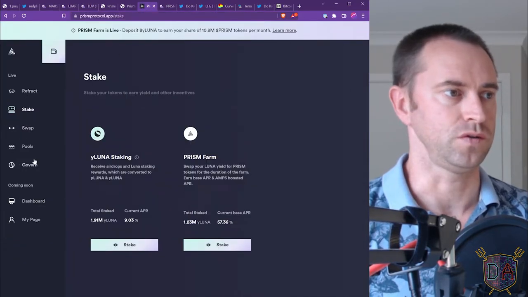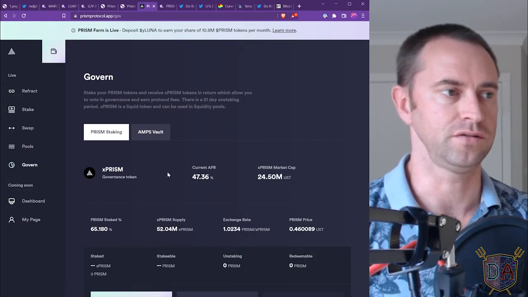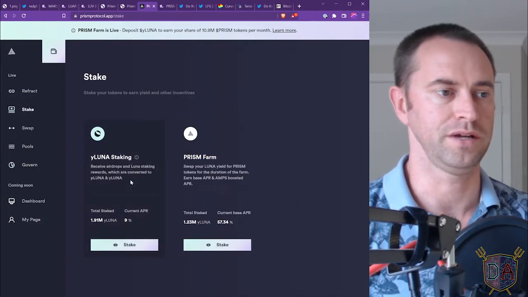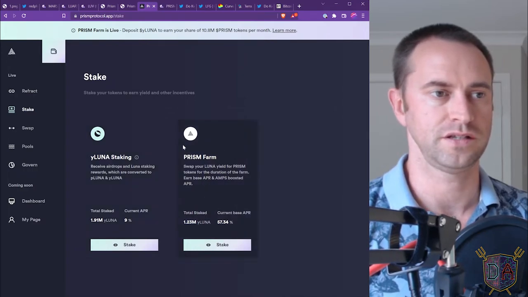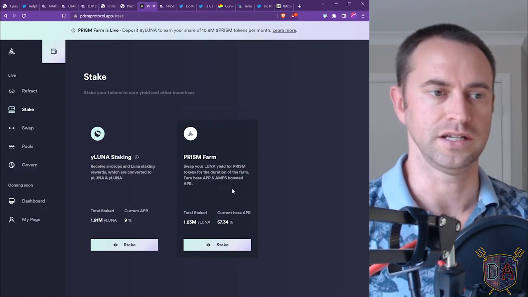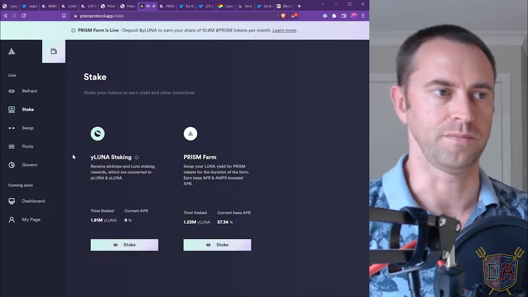If you come into Govern, I think it is, that's where you can stake your Prism for X Prism. That's the current yield. And then stake. You could stake in here, but I wouldn't recommend that now. This is live, the Prism farm. So this lasts 1 year, and I think it's 13% of the total supply, something like that, is available for farmers.